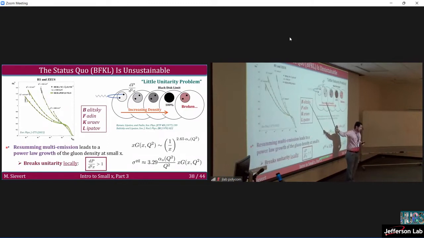So this would lead to a DIS cross-section that grows too fast with energy. It would lead to a proton-proton cross-section that grows too fast with energy. All QCD cross-sections will scatter hadronically like this at sufficiently high energy. So this is a problem of all high-energy QCD processes.